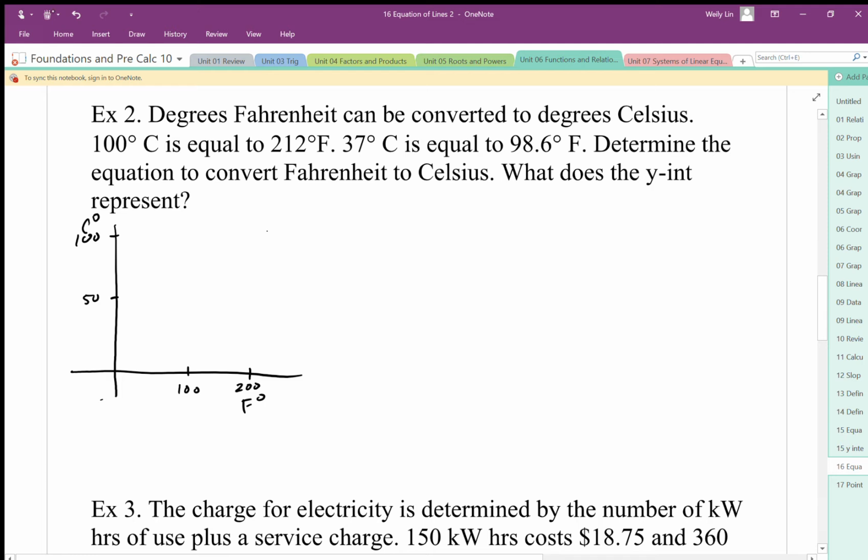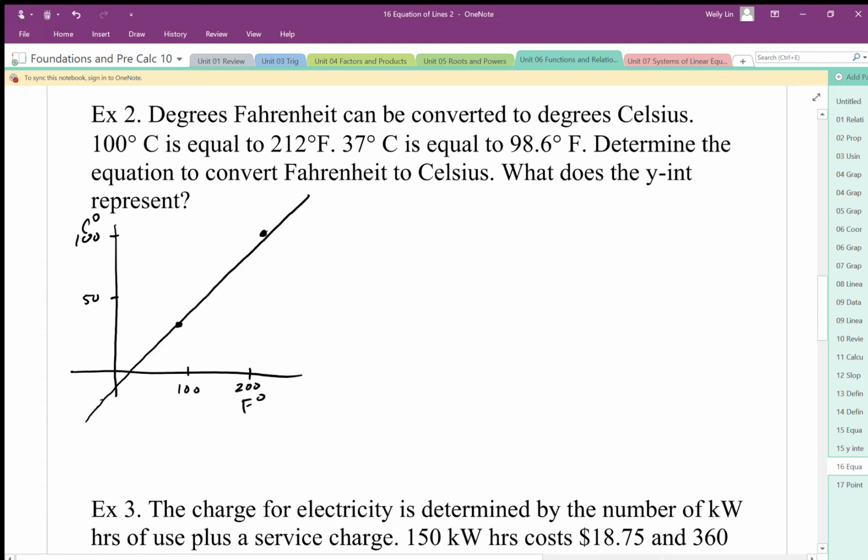So for 212 degrees, we're going to be at 100 degrees Celsius, so right about here. At 37 degrees, or sorry, 98.6 degrees, we're going to be about 37 degrees Celsius. That's about here. Okay, and then there's our graph.